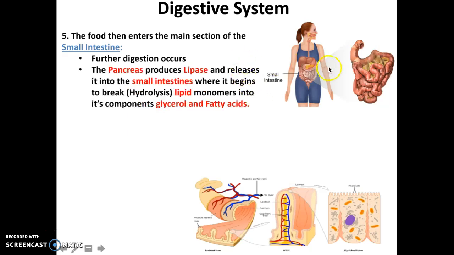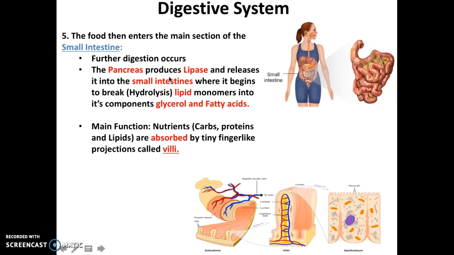So the last thing that happens is, well, the food will continue to travel to the small intestine. And once it gets to the farther part of the duodenum, well, in here, what's going to happen is that some lipase, which is another enzyme, is going to break down more lipids. And remember, we're trying to go from polymer to monomer. So we're trying to hydrolyze the lipids into glycerols and fatty acids. Once it gets to the larger part of the small intestine, all of this right here, this is where nutrient absorption is going to happen for those monomers of carbs, proteins, and lipids.